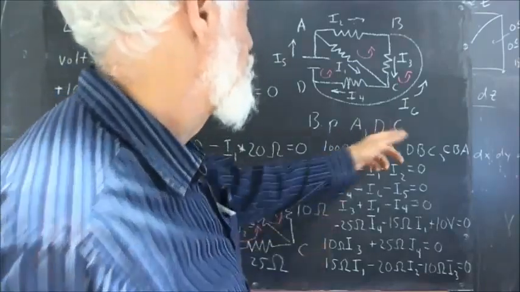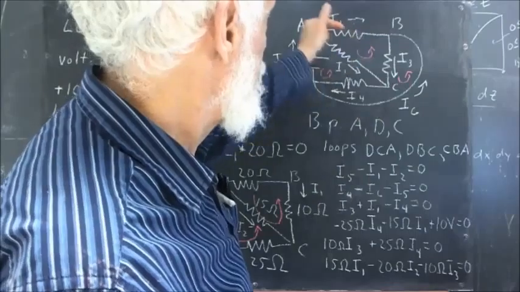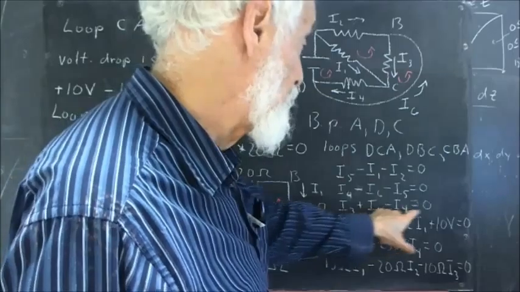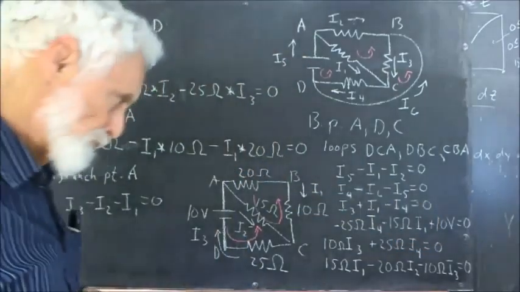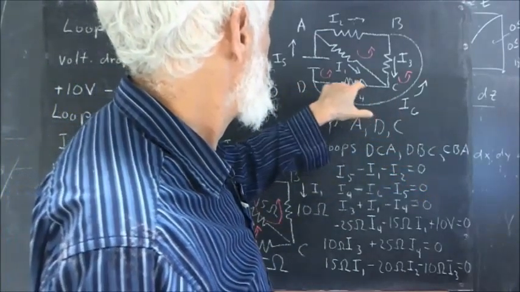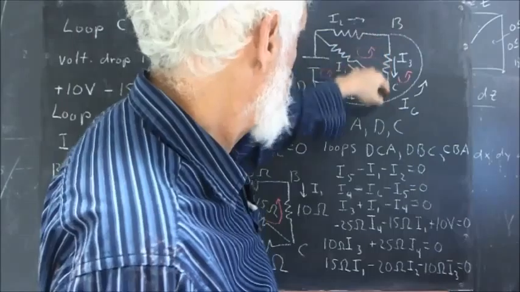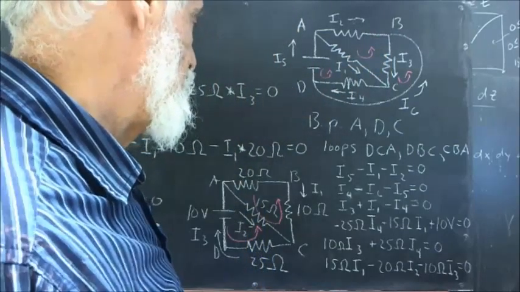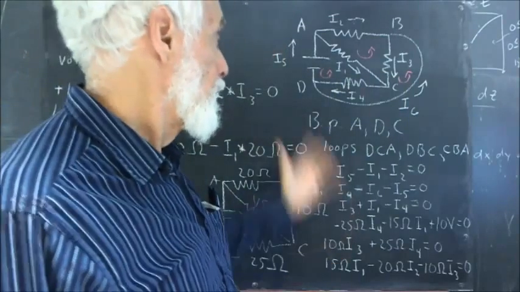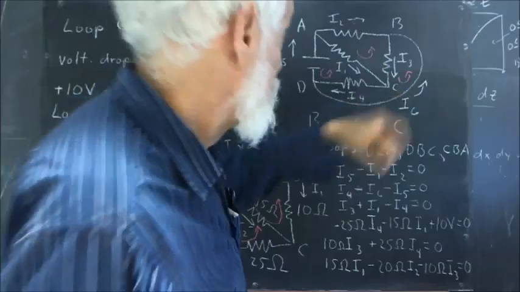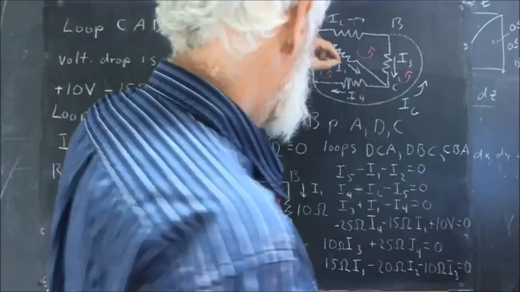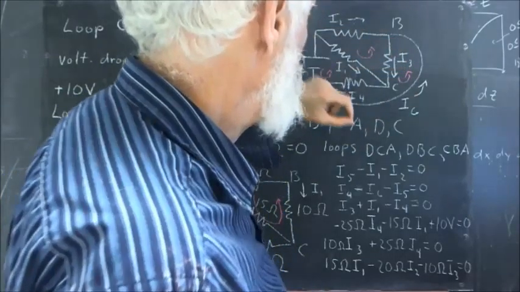At branch point C, we have I3 coming in and I1 coming in, I4 going out. So it's I3 plus I1 minus I4 equals 0. Okay, loop DBC. Here's D, and around here to B, down to C, and of course we'll come back to D. We have no voltage drop between D and B because there's no resistance in that particular part of the circuit. That's not exactly a short circuit because it doesn't come back to the source, but it kind of bypasses part of this loop.